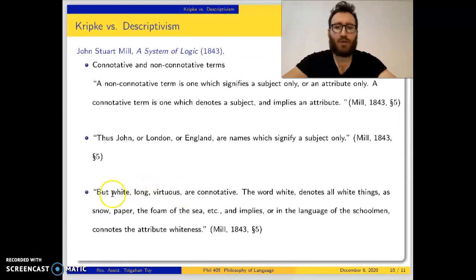But terms like white, long, virtuous are connotative. For example, the word white denotes all white things, as snow, paper, the foam of the sea, etc., and implies, or in the language of the schoolman, connotes the attribute of whiteness. So the word white has a denotation and a connotation, but these proper names do not have a connotation. They have only a denotation.